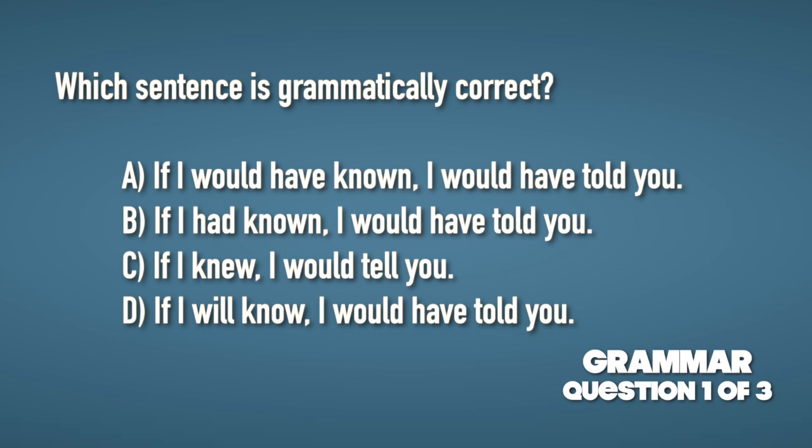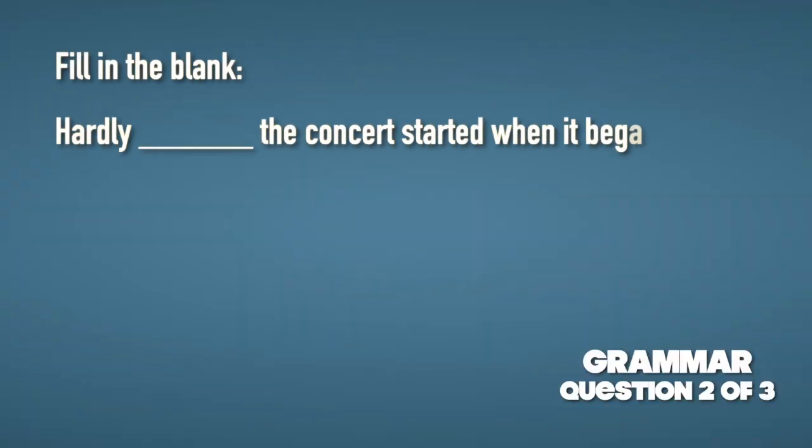The correct answer is B. If I had known, I would have told you. This is the correct form of a third conditional sentence. Remember, the third conditional is used to talk about hypothetical situations in the past. Let's try another one. Question 2.